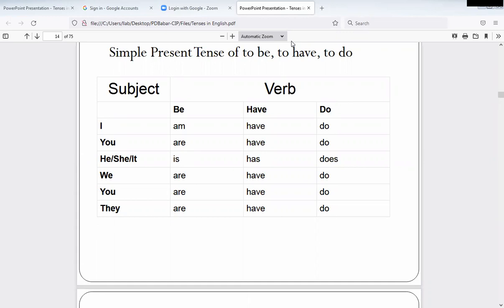Means we are students, or we are teachers, we are lecturers, we are professors. If I'm telling about all of the teachers of Swery, then I will say that we are teachers, we are lecturers, we are professors. Then the have form that we use after we is have itself. So we have a car, or we have a college, we have lectures. I will have to say this sentence in this fashion.